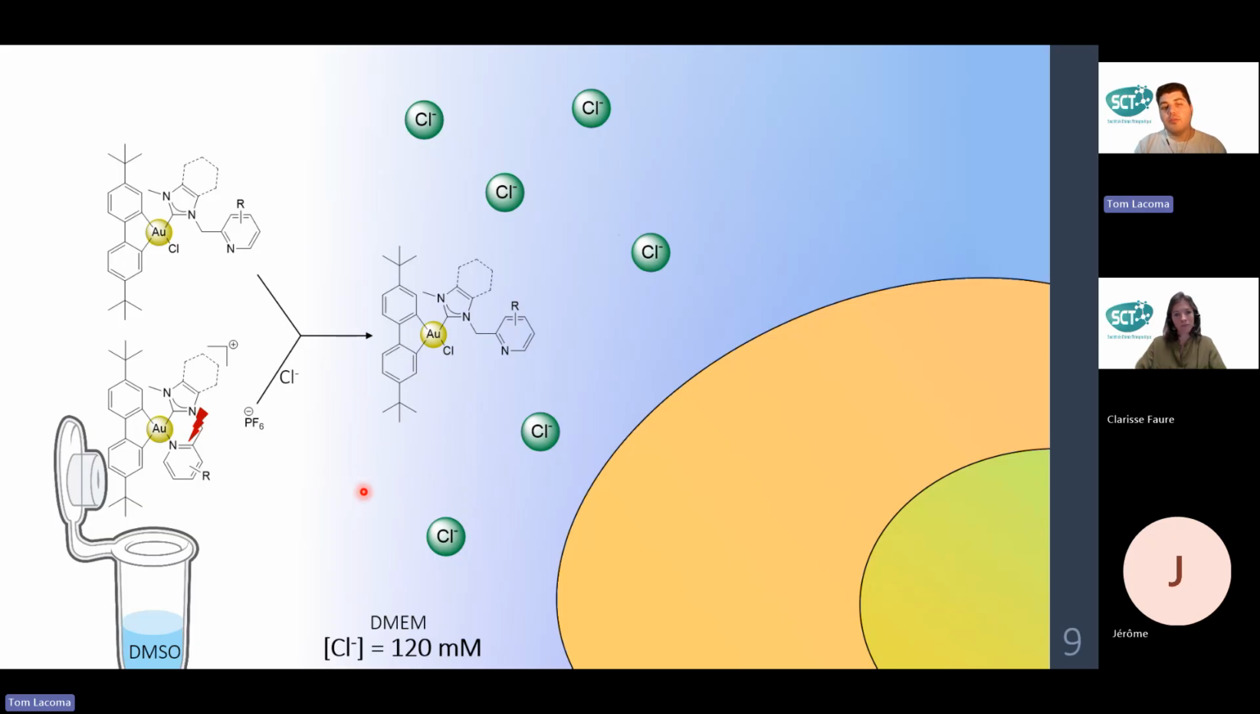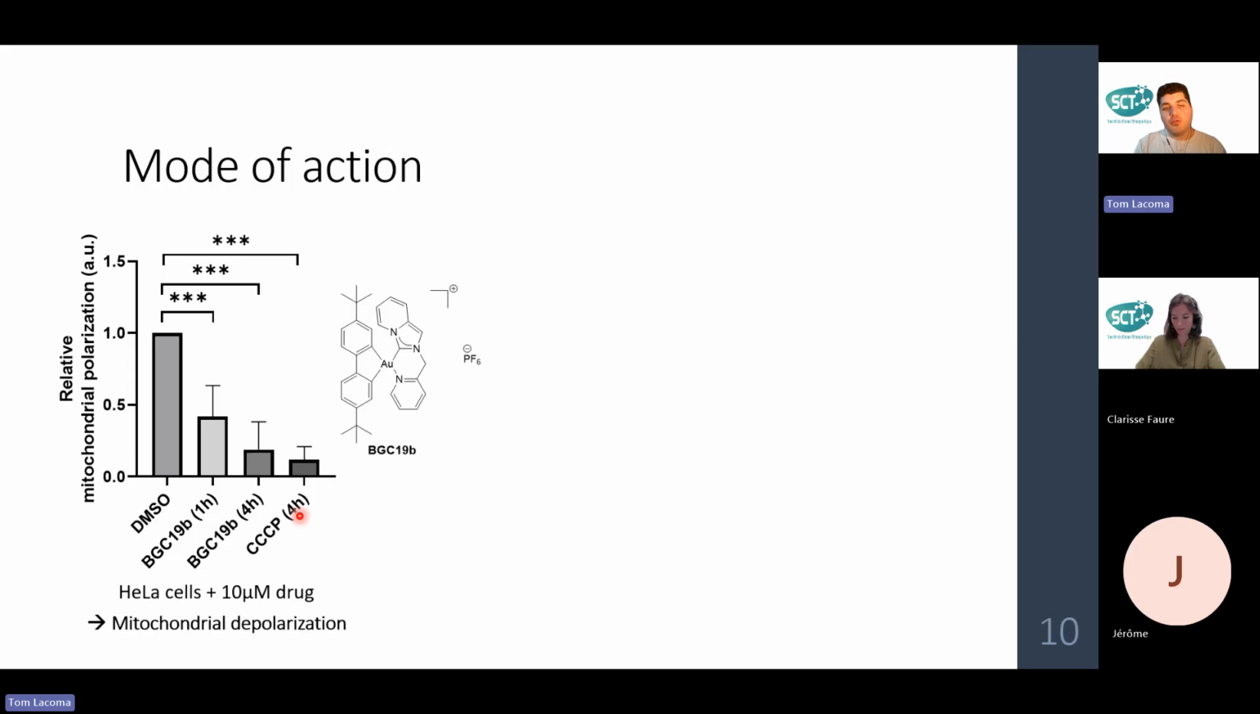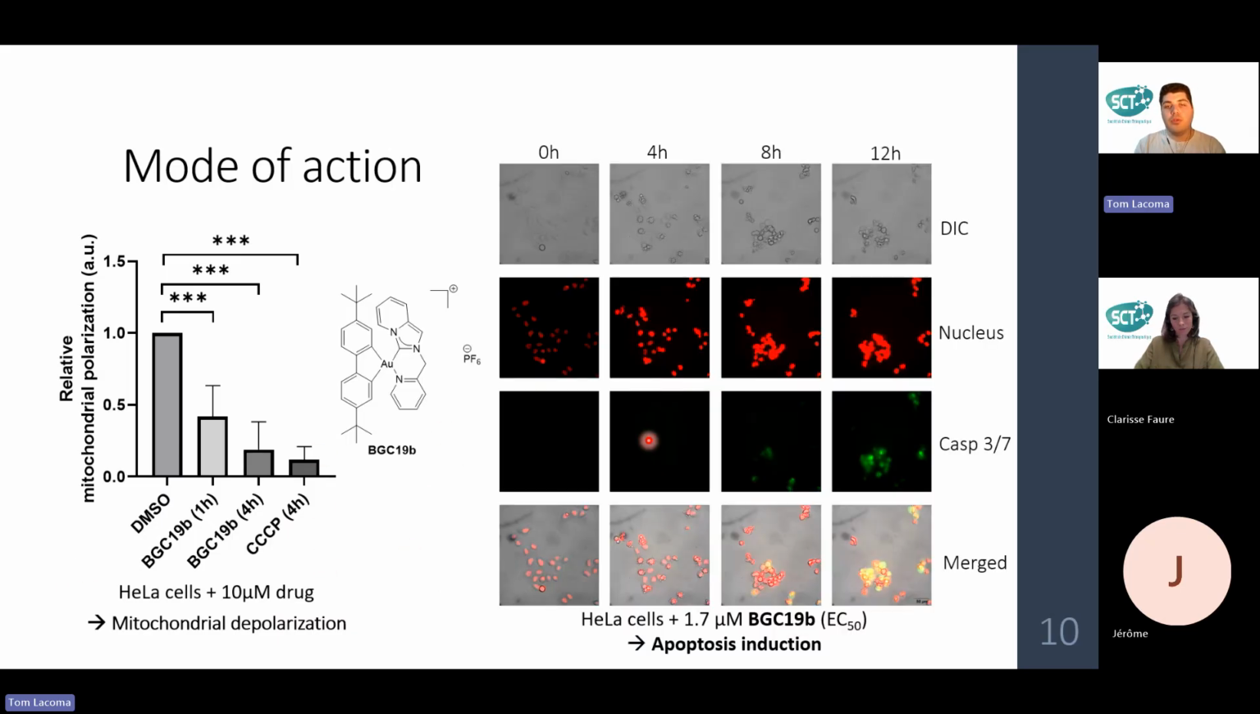So having a toxic complex is nice, but we wanted to understand what happened in the cell. So we started with what we knew about gold complexes, that some could disrupt the mitochondrial function. We screened for mitochondrial depolarization for complex BGC19, which is the best-in-class one. And we were really happy to see that it indeed induces a mitochondrial depolarization. This mitochondrial dysfunction is shortly followed by the entry of the cell into apoptosis, as you can see by the activation of caspase 3 and 7 on this microscopy time-lapse.